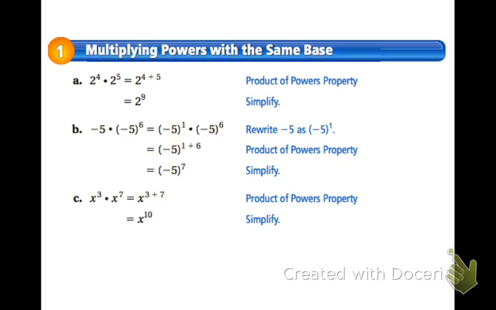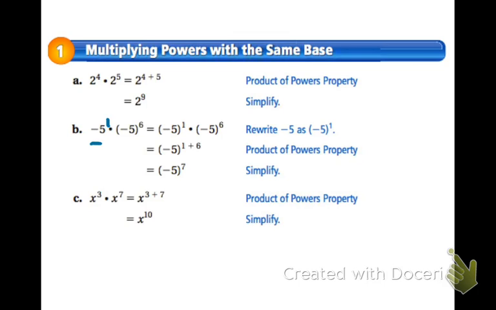In b, when we have negative 5, there's 1 factor of 5, and then negative 5 to the 6th power, we have 6 factors of 5. How many factors of 5 in all? The answer is 7. So please do not neglect, and I always encourage students to write in an exponent of 1 when you do not see one.